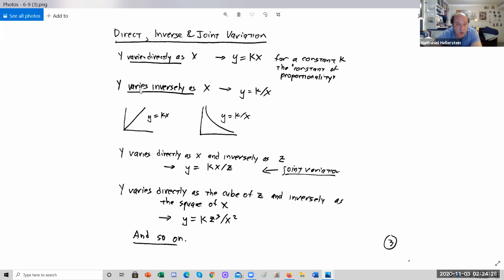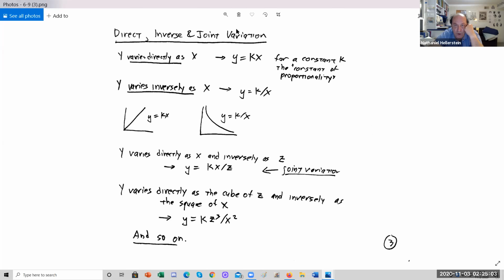Y varies inversely as x means that y equals k divided by x. So when x is twice as big, y is half as big. When x is 10 times as big, y is 1/10 as big. When x is 1/10 as big, y is 10 times as big. Again, k is a constant of proportionality, and so here they go in inverse proportionality. Y equals kx is a graph which is a straight line through the origin. Y equals k over x is this hyperbola, asymptotic to the x-axis and the y-axis.